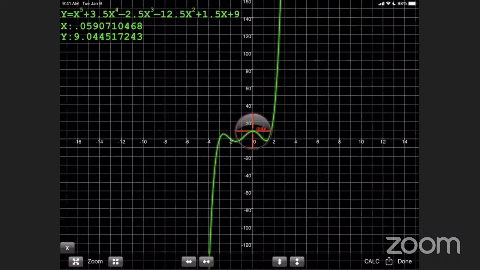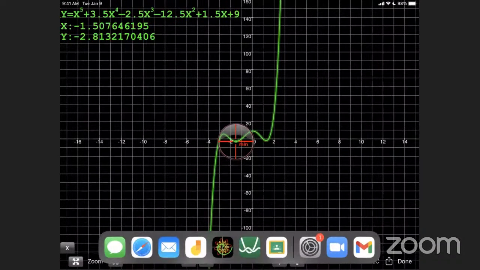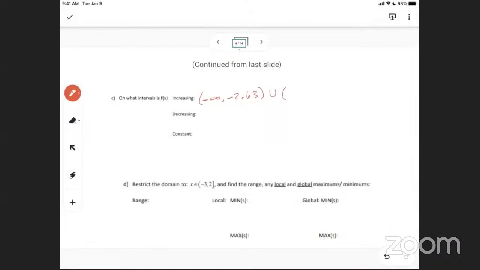That's the y-intercept. I want the max. There's the max. The max is at 0.059, and the min was at negative 1.5. So this is from negative 1.5 to 0.059. You got what I'm doing?